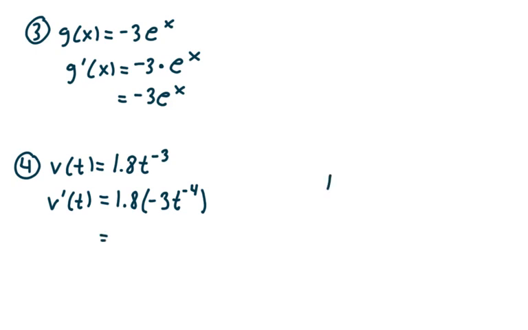Now, I'm old school, so 1.8 times 3, right? 8 times 3 is 24. Write down the 4, carry the 2. And 3 times 1 plus 2 is 5. So it's 5.4. So this is negative 5.4 t raised to the negative 4.